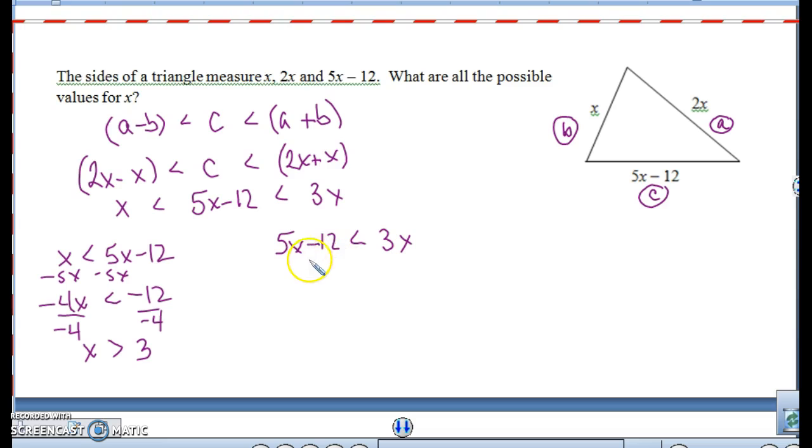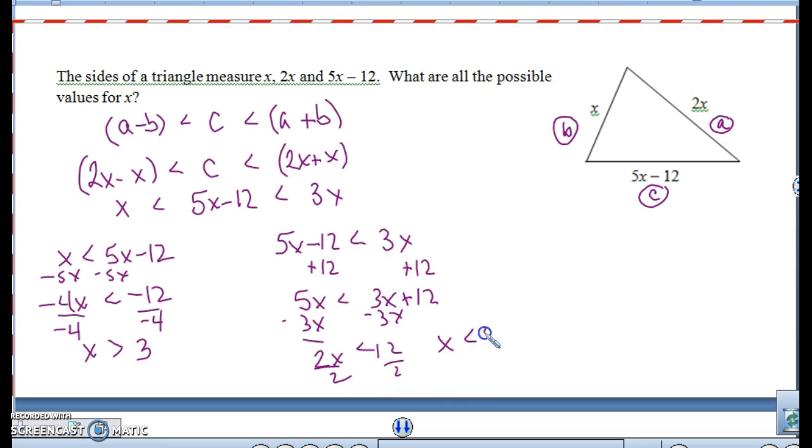And then this one, I'm going to add the 12. 5x is less than 3x plus 12, minus the 3x. 2x is less than 12, divide by 2, and we get x is less than 6. So that means that x falls between, x is greater than 3, but less than 6. So the values of x fall between 3 and 6.